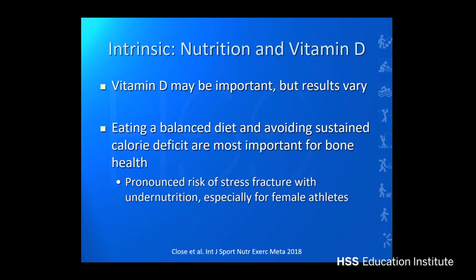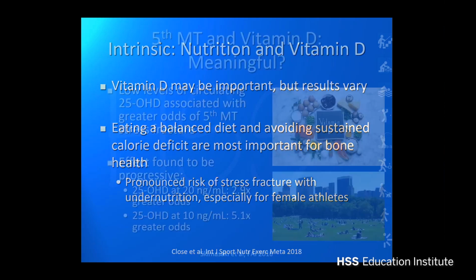A couple other intrinsic things now: nutrition and vitamin D. So vitamin D is important. The results vary. The biggest things are eating a balanced diet and avoiding a sustained calorie deficit, which are the most important things for bone health. So there was a pronounced risk of stress fracture with undernutrition. This is especially true for female athletes, specifically those who may be on the lower BMI side or anorexic athletes where they're not getting enough calories. If you're in that position, you're at a higher risk of stress fracture.